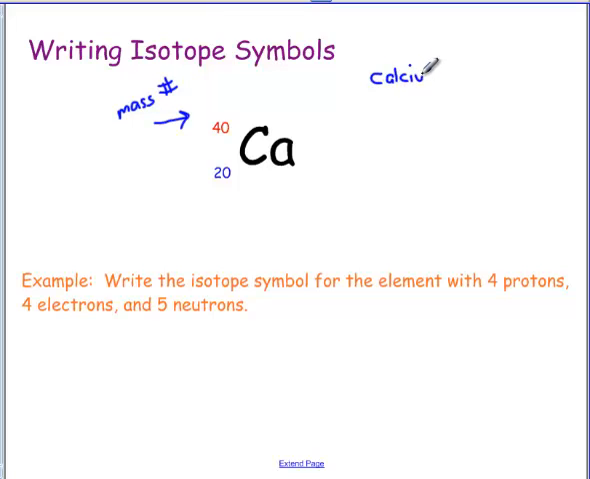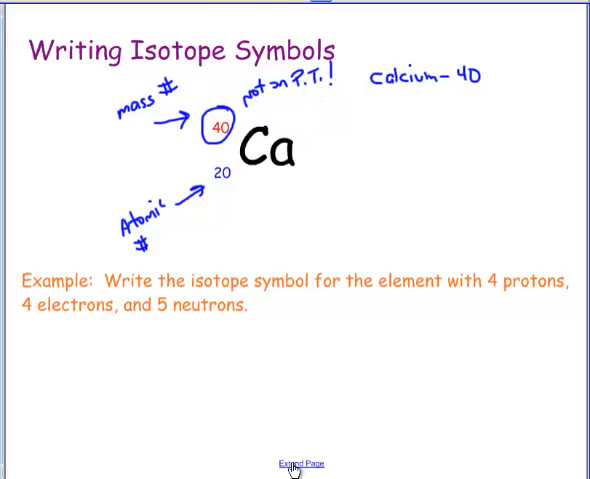calcium-40 isotope. And the bottom number represents the atomic number. Again, that's the number of protons that reside in the nucleus of that atom. I find that on the periodic table. This number is not on the periodic table, so keep that in mind. Only the atomic mass is located on the periodic table.